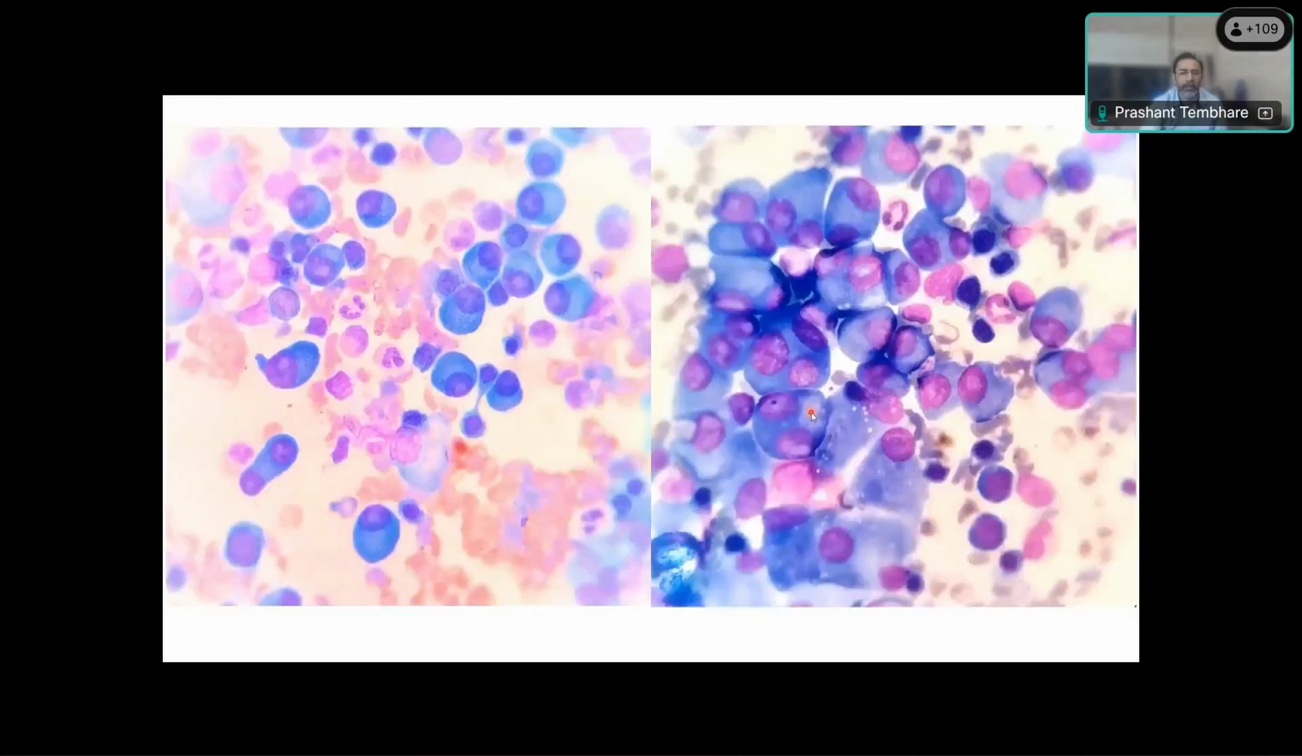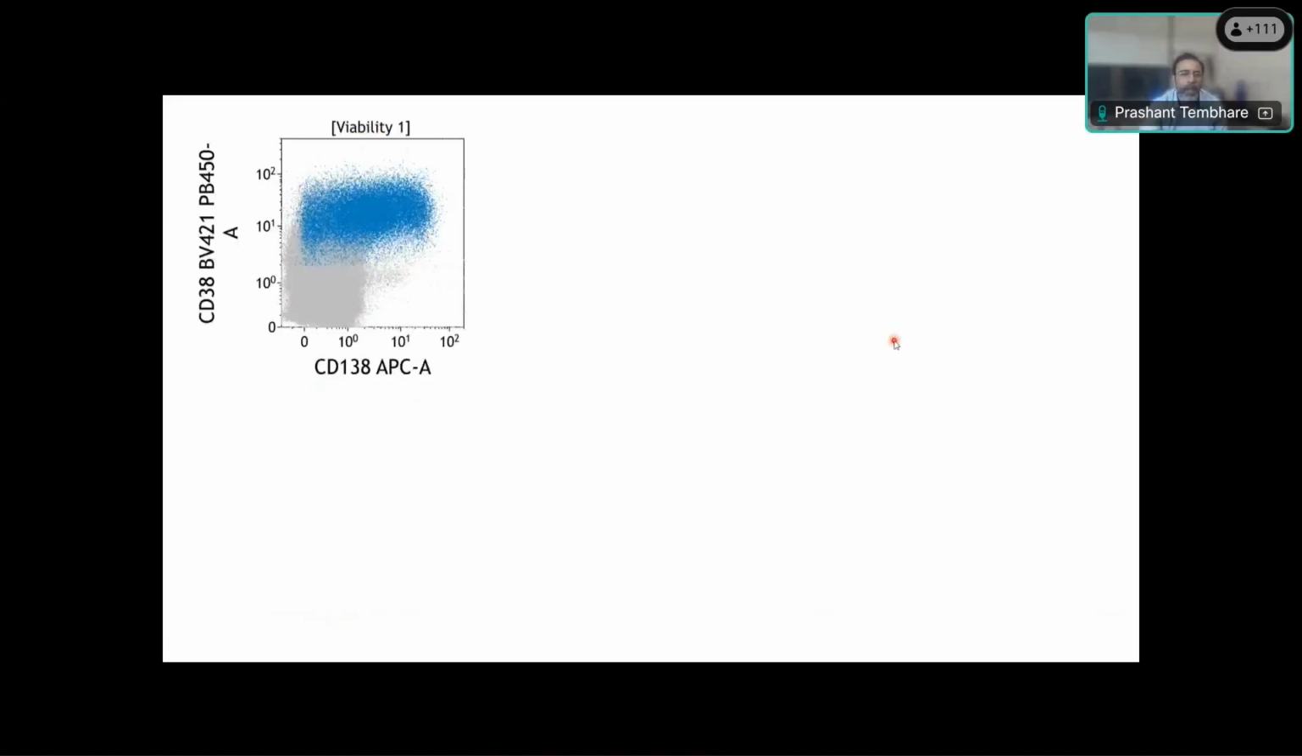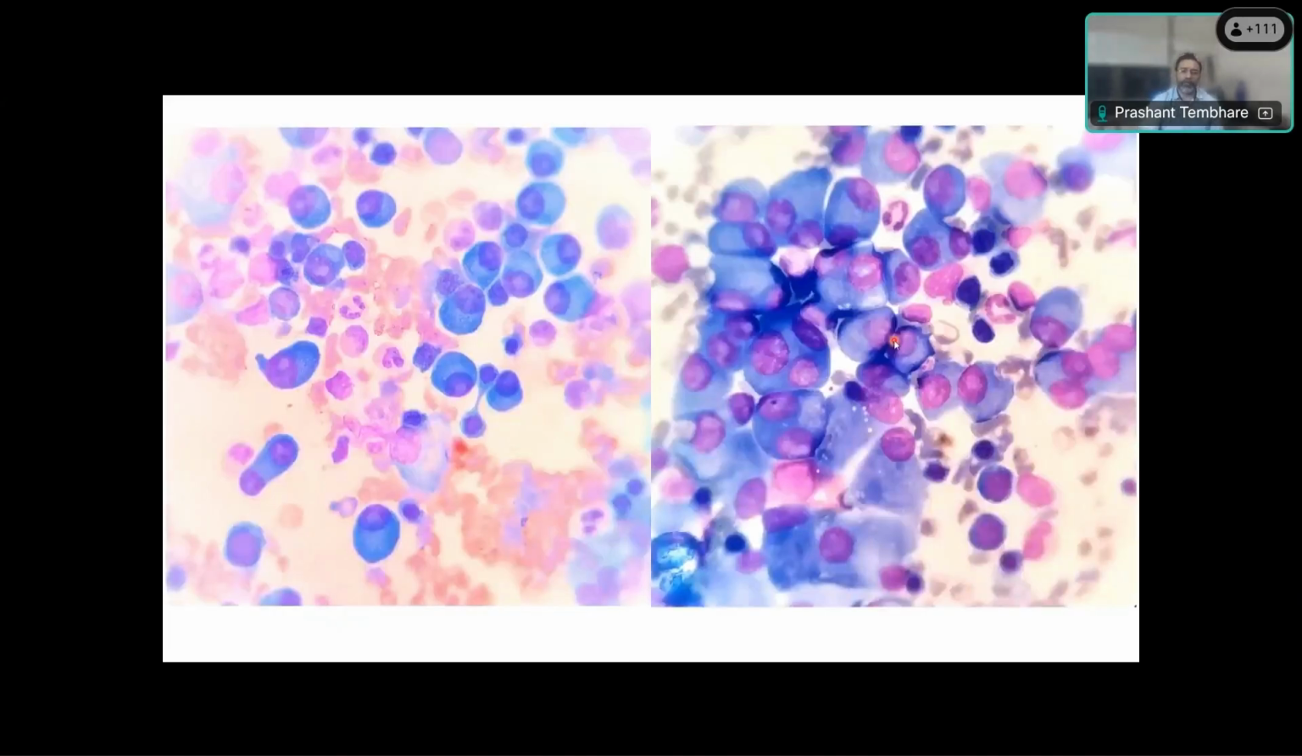So let's take a closer look. You can see the plasma cells are increased, and some of the plasma cells also show prominent nucleoli. You can see the prominent nucleoli there, right? Some binucleated and trinucleated plasma cells are also there. So morphologically, clearly plasma cells were increased: sheets and clusters of plasma cells, with some showing prominent nucleoli, as well as binuclear and trinuclear plasma cells. So immunophenotyping was performed by using flow cytometry.